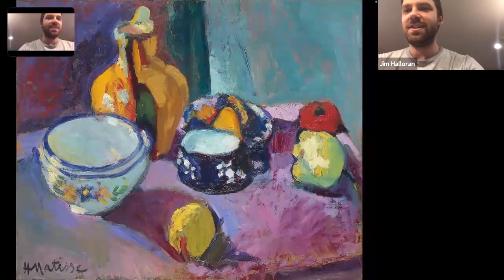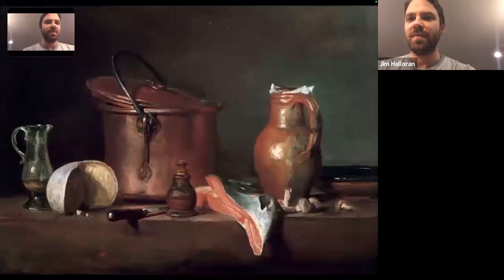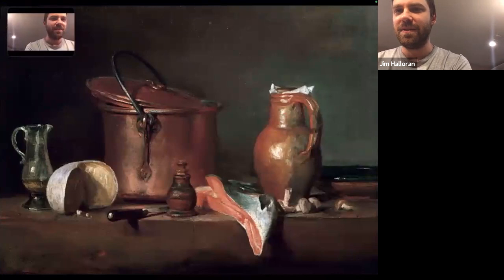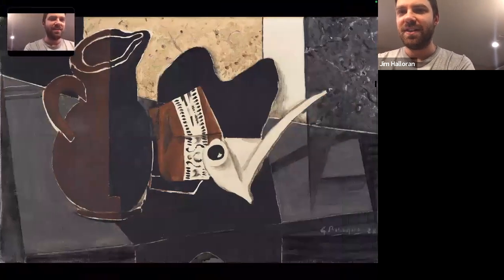Something that Chardin did too. There's a harmony to it. I picked this one because of the fish, or the skate, I think that's called. But look at that knife hanging off the table too. He's really a master of light and dark.